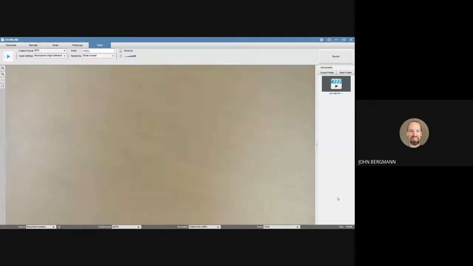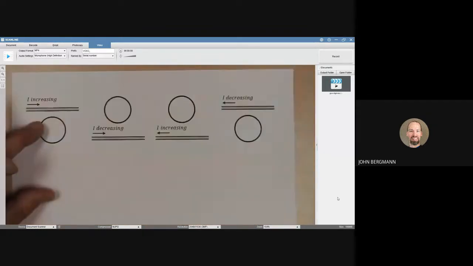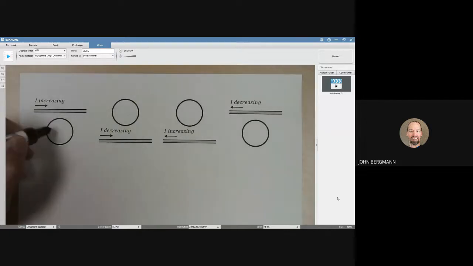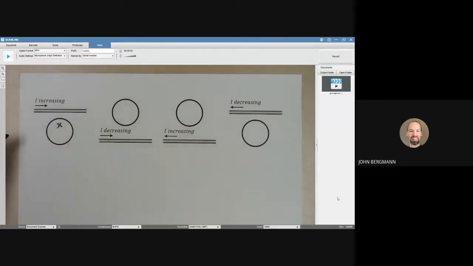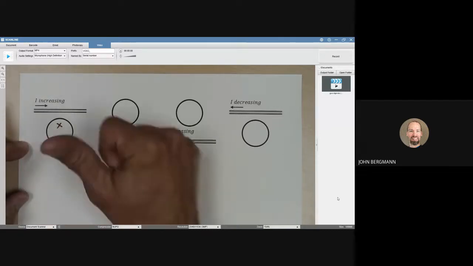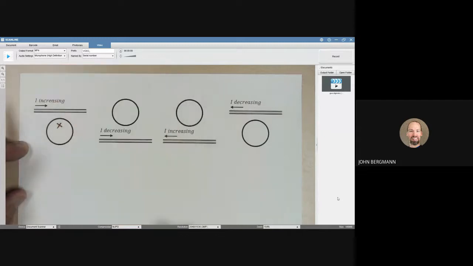A couple more. Here we're holding the loop steady and the current is increasing. So here we're going to have the current side, and if the current is increasing, that means that the flux into the page is increasing. We're going to fight that with our thumb. We're going to go counterclockwise.